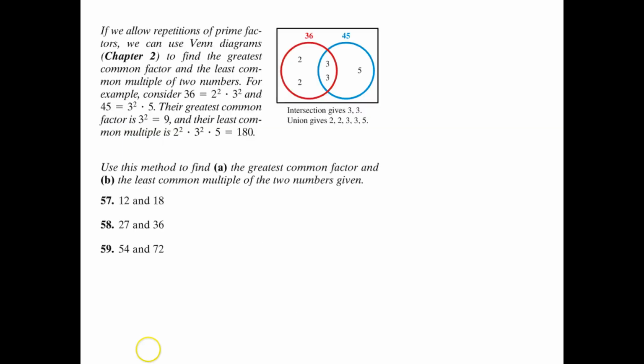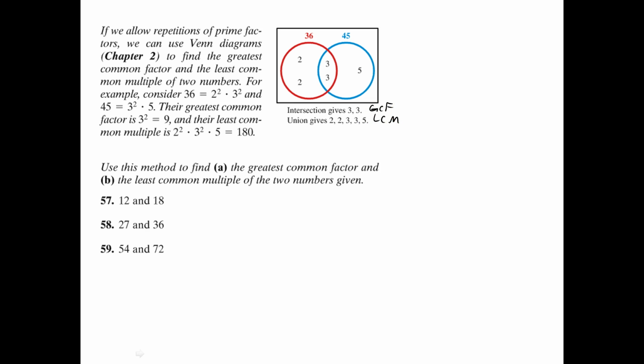The next slide, we'll look at another way to find them together using a Venn diagram. So what we'll do is we'll first find a prime factorization, and then we'll put them in a Venn diagram with one circle for each of the different numbers. And then the intersection between the numbers gives the GCF, and the union between the sets gives the LCM.